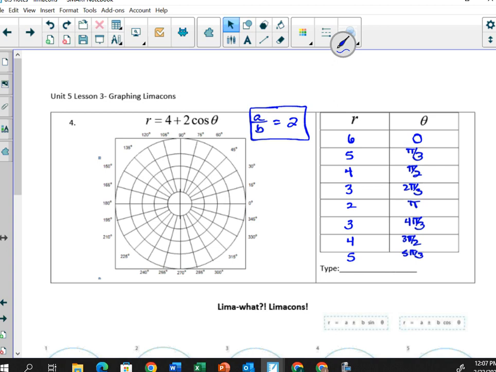Yeah, so it's off your graph. 6 is just somewhere out here. 5, 4, once you have them plotted, we're getting even closer to a circle.